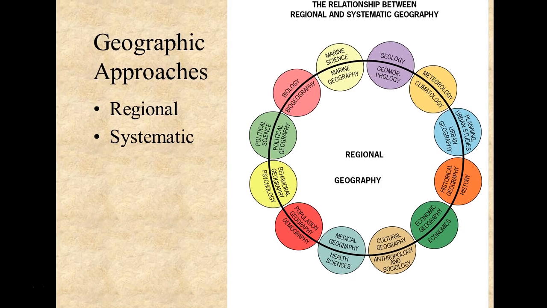Our textbook tells us that there are two fundamental geographic approaches, the regional and the systematic approach, and this diagram shows the relationship between the two of these. This, of course, is a regional geography course, and so we will be touching on subjects ranging from biogeography and climatology on the physical side to human subjects such as urban geography, economic geography, population geography.